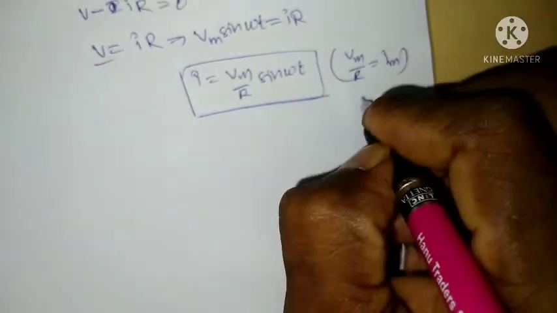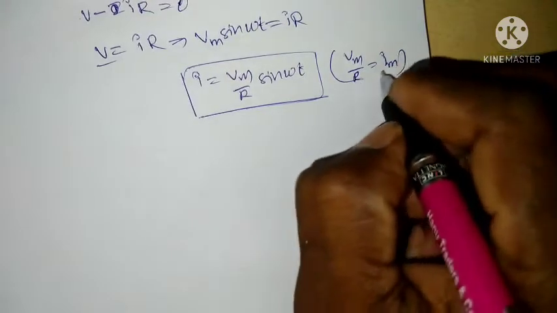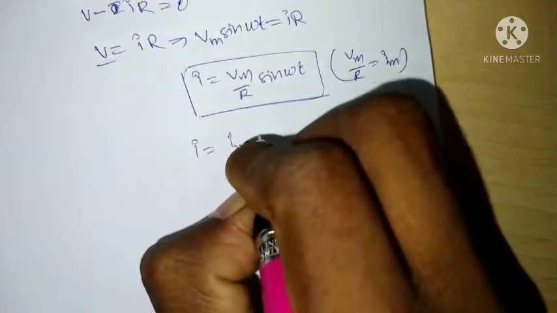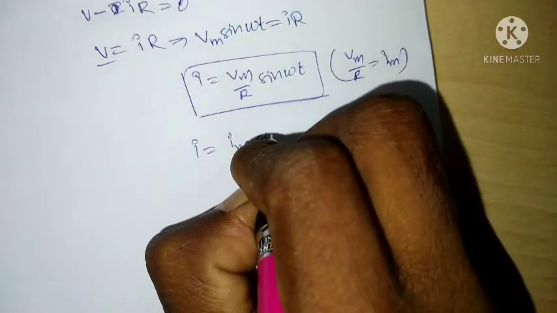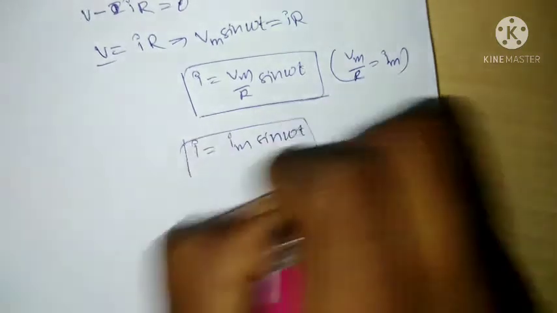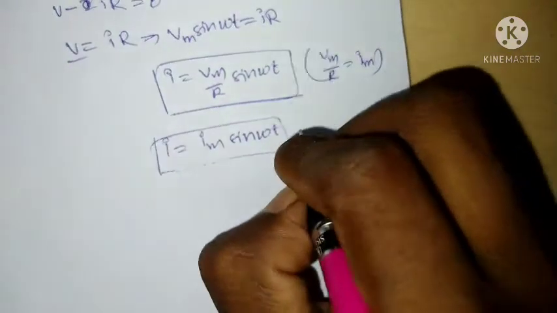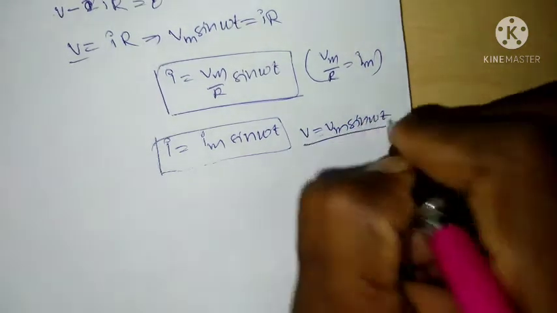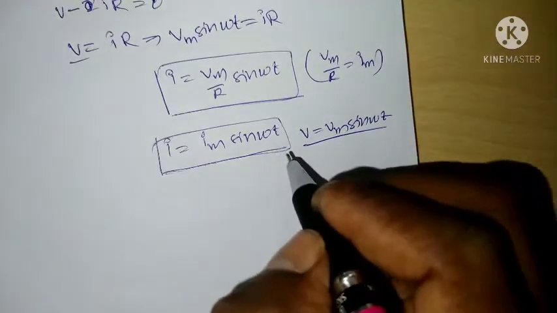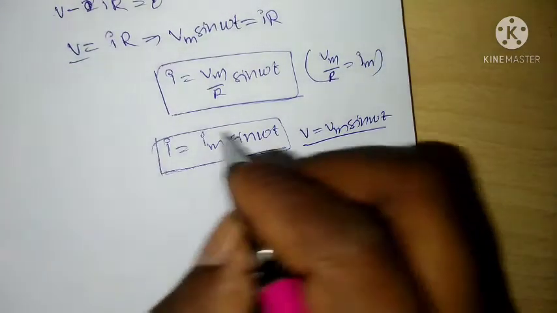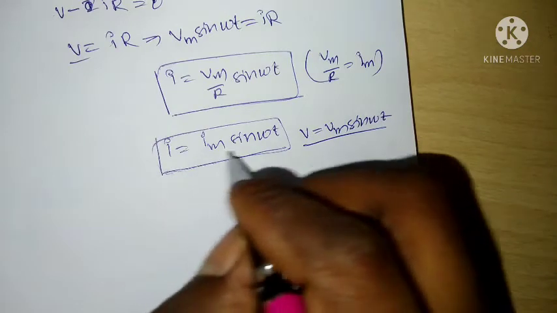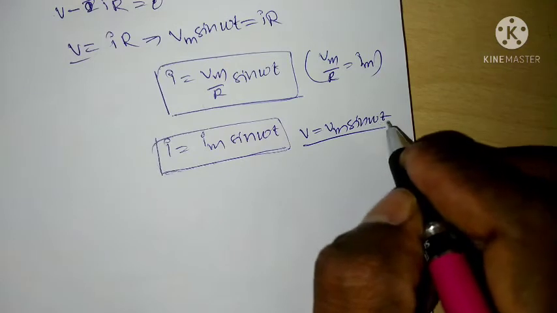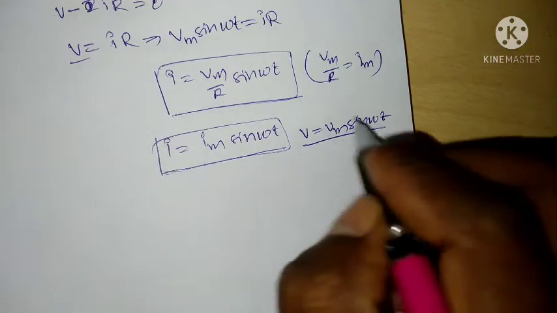As discussed in the previous chapter, the maximum current is equal to Vm by R, that is, I is equal to Im sin omega t. This is the current relation, and the voltage relation is V is equal to Vm sin omega t. This is the AC current and AC voltage.